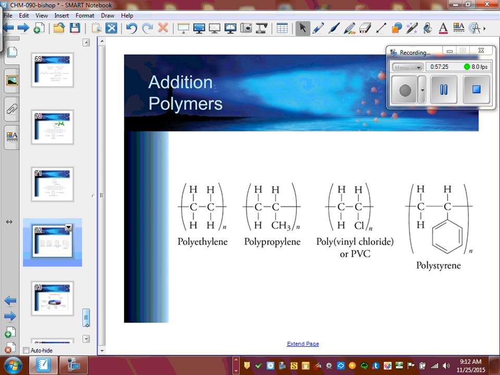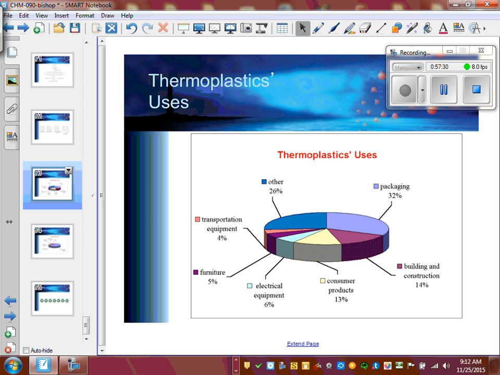Thermoplastic. I worked with plastic companies for a while. A thermoplastic is a kind of plastic you can melt and reform. So they're used in building and construction, packaging, transportation equipment, furniture, electrical equipment. So sometimes you can break something that's a thermoplastic, heat the ends, melt it, put it back together, and solidify. They tend to be weaker plastics.